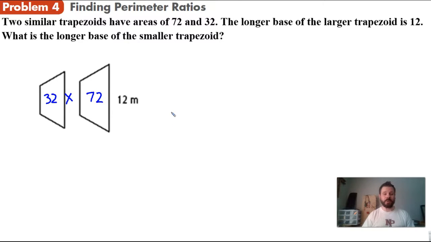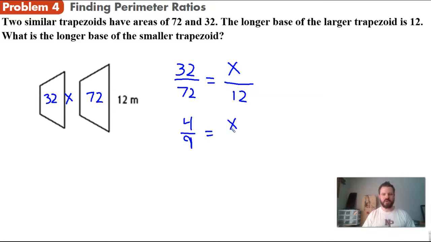Okay, for that, again, we're going to set up a proportion. I'm going to say 32 over 72 is equal to x, the side we don't know goes with the smaller trapezoid, so we'll put that on top, x over 12. Okay, with this one, I don't need to, but just to make my numbers work nicer, I'm going to reduce both of these. I can divide both 32 and 72 by 8. So I'm going to rewrite this as 4 over 9 is equal to x over 12. And that's just going to give me nicer numbers to work with.